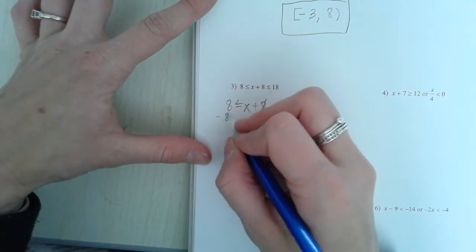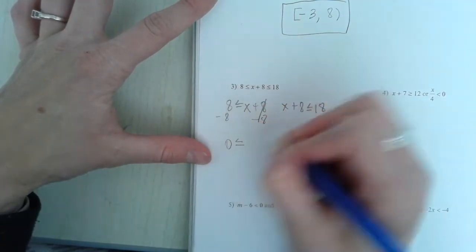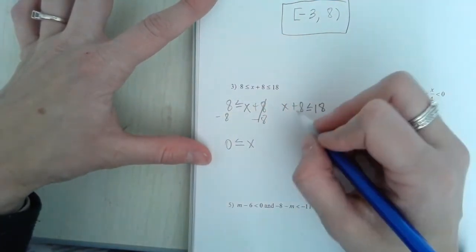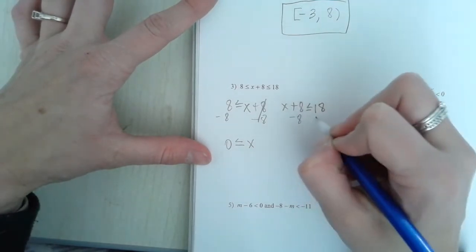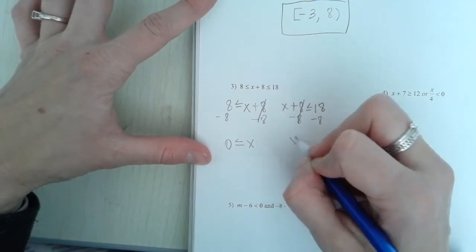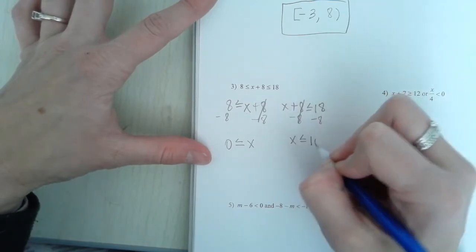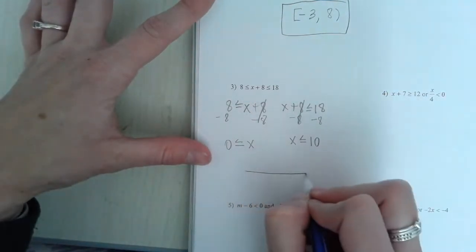So then 8 minus 8 is 0. And then bring down your x. Over here, we're trying to get the variable by itself. The opposite of add 8 is minus 8. Do that on both sides. X is less than or equal to 10. Okay, then we draw our number line.